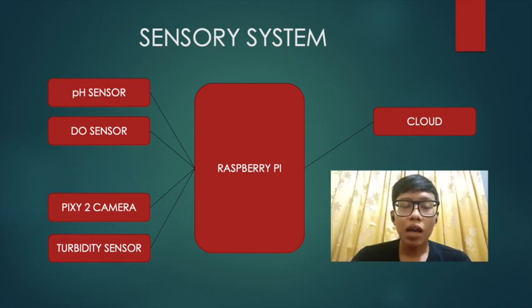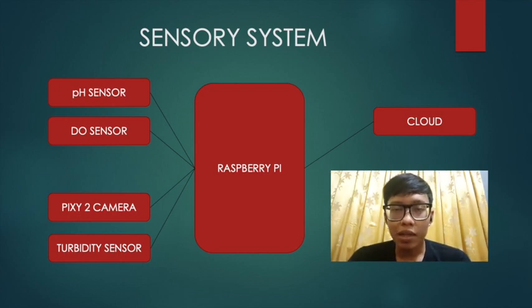So in our system, we include our new technology, which is smart technology using a Raspberry Pi, pH sensor, DO sensor, and also a turbidity sensor, and include inside of the sensor box a Pixie 2 camera that is used to manage good water quality for the fish and monitor the whole fish system using these sensors.